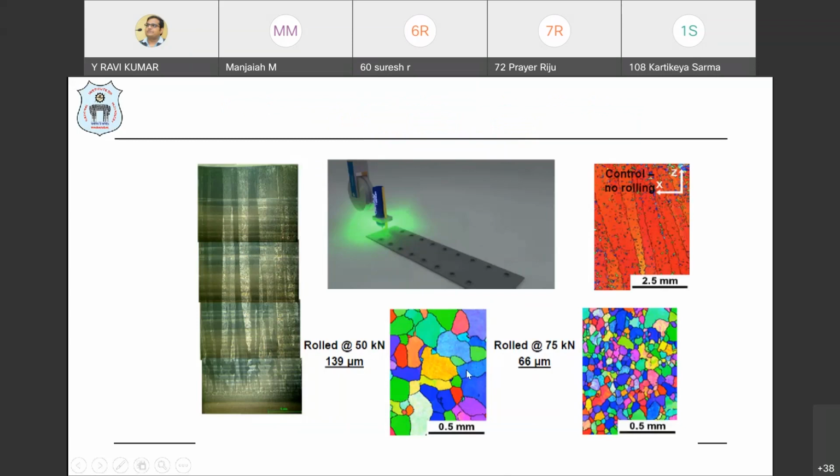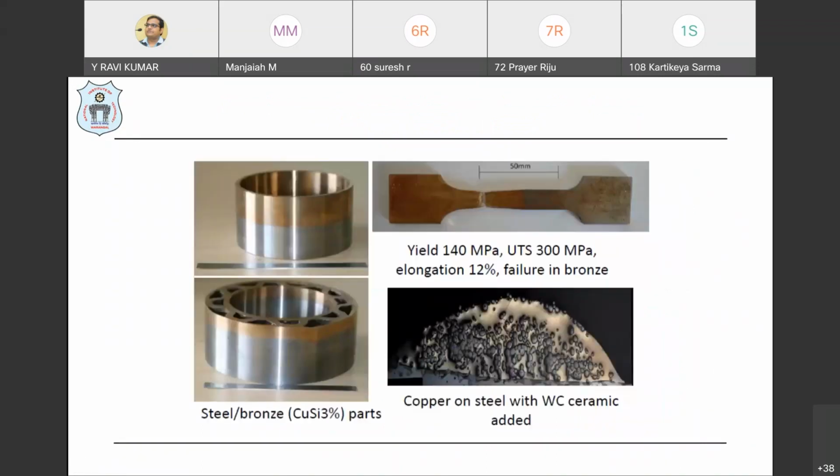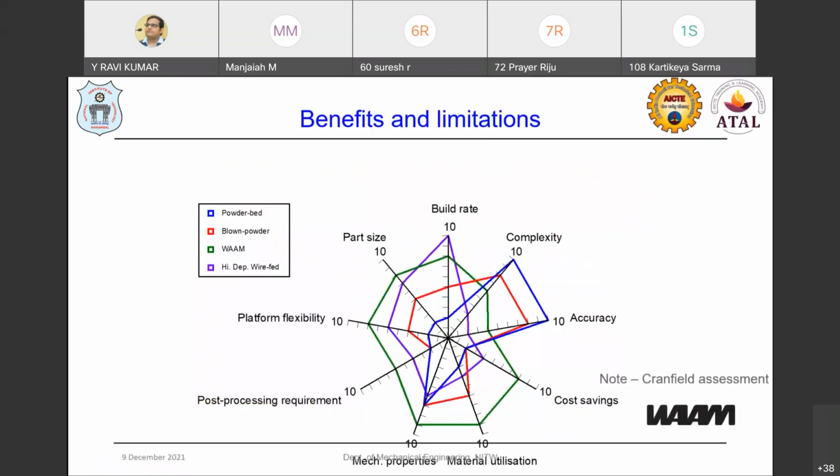That will improve even the microstructural aspects. You can see at 50 kilonewton rolling, we get 31 to 39 microns grain size. At 75, we have 66 microns microstructural grain sizes. You can also see multi-materials, steel and bronze parts, made with this VAM process, and copper and steel with tungsten ceramics added to make this kind of multi-material component with the VAM process. And these are the benefits and limitations of the VAM process.